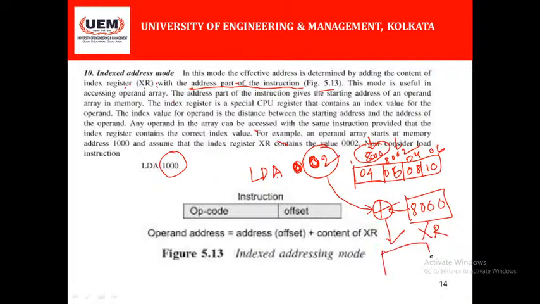So what is the value that we have generated? 8000 plus 02, that is 8002. So we go to 8002, what is the value? 06. We load this value 06 to our accumulator. So that is how the operation is performed in the index addressing mode.